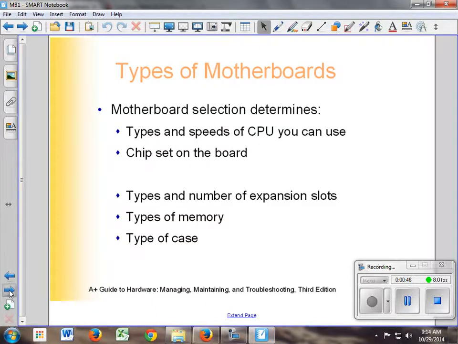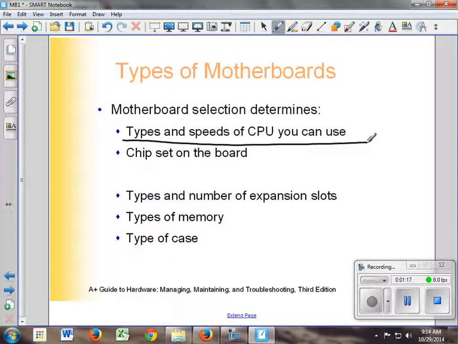The motherboard is the most important part of our computer. It determines everything. We said that back in chapter 1 when we talked about form factors and introduced form factors. The form factor of the motherboard determines the case and the power supply. And really, the motherboard determines the kind of power supply input, and then the case determines the shape of the power supply. The motherboard determines, most importantly, the speeds and type of CPU that you can use, okay?